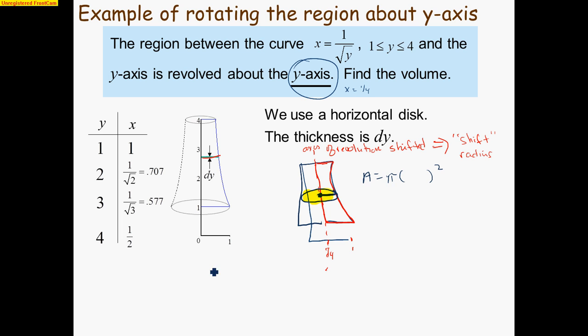But how do I get my radius? I know my radius is involved with the function that I was given. So I know it is 1 over root y, right? But remember, that 1 over root y is measured from the y-axis all the way up. Yes? So, is my radius too big or too small? This is too big, yes? 1 over root y is too big. How much too big? You need to take off a 4.